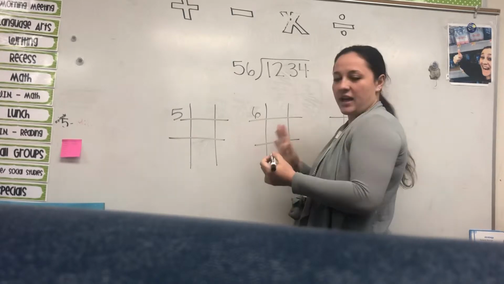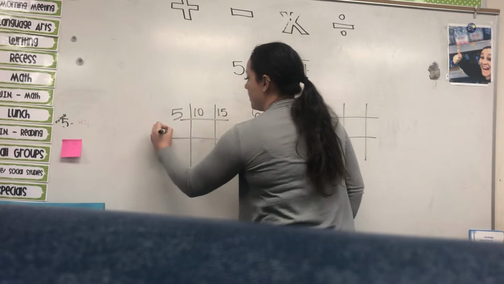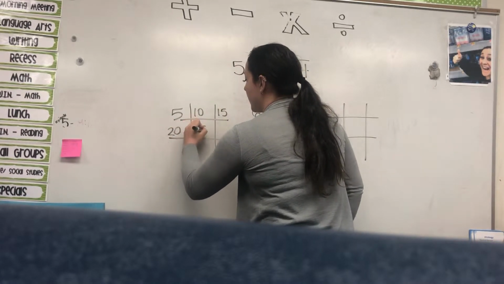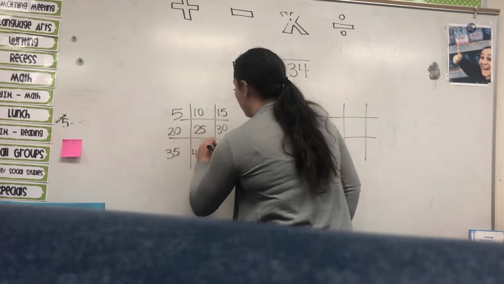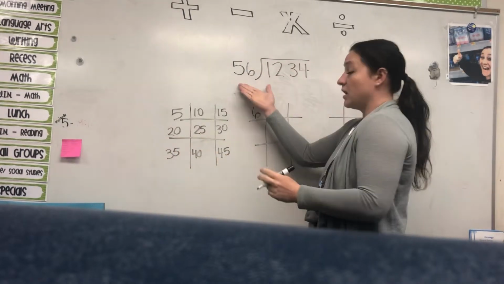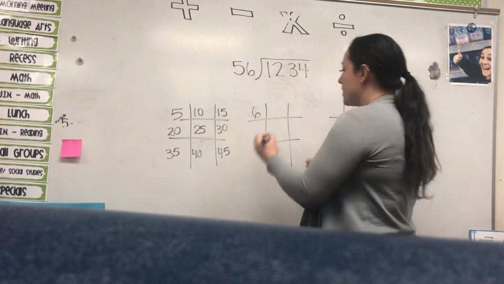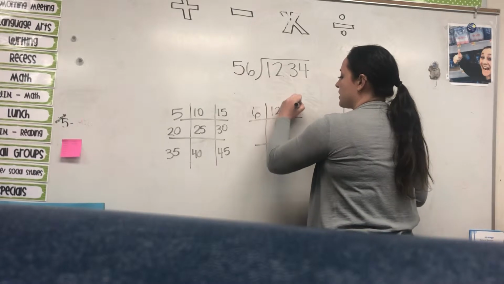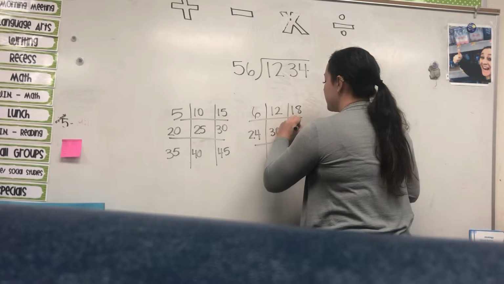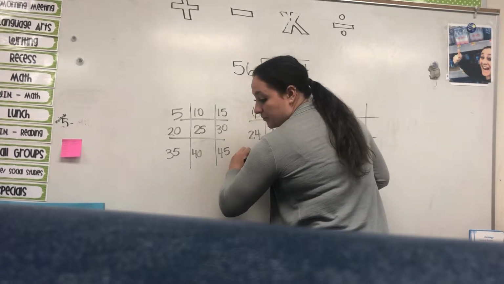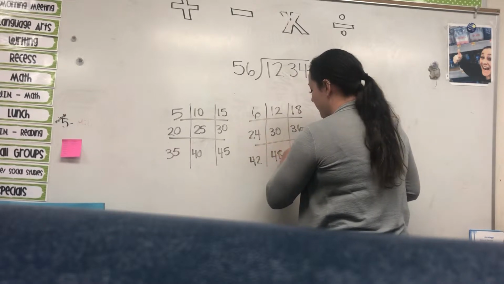So what I'll have my students do is fill out their times table. So we'll go 5, 10, 15, 20, 25, 30, 35, 40, 45, all the way up to 9, because if it goes above 9, that means you need to go in another time. You can only have a single digit up here. 6 times table, we're going to do the same thing. 6, 12, 18, 24, 30, 36, 42, 48, and 54, okay?